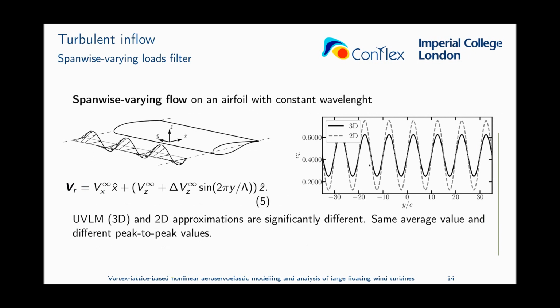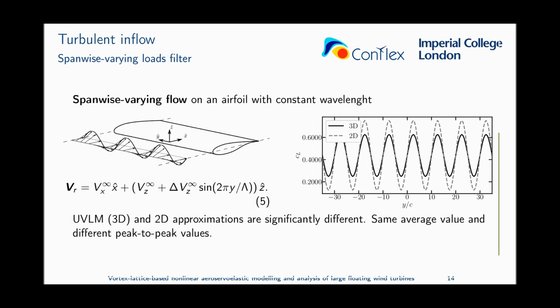So we set up this case in which we have an airfoil with constant cross-section, and we subjected it to an inflow that is steady and has a sinusoidal shape in the span-wise direction, as you can see in the figure on the left. On the right, you can see the lift force coefficient along the span for both the 2D and 3D approximations. The average value is the same in both cases, but the three-dimensional approximation significantly reduces the peak-to-peak value of the signal.